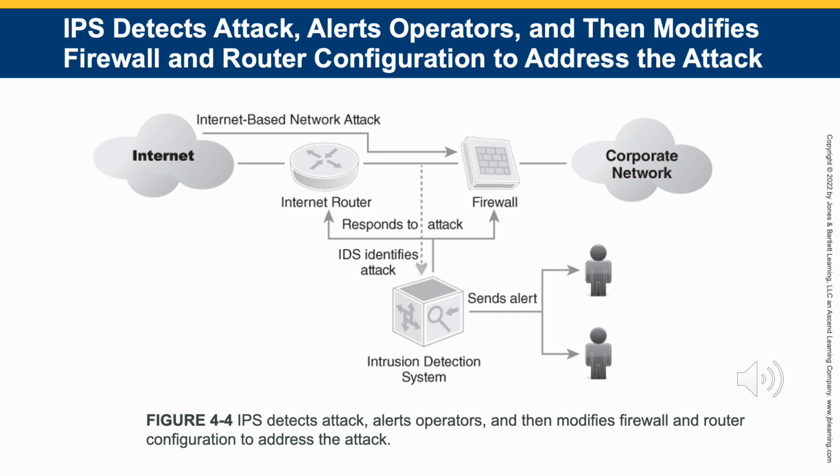You could have a false positive where the IPS detects what it thinks is an anomaly or a signature and proactively changes and stops that attack when it was really legitimate traffic. So that's a caution you have to be careful of. But that is the advantage of an IPS over an IDS.